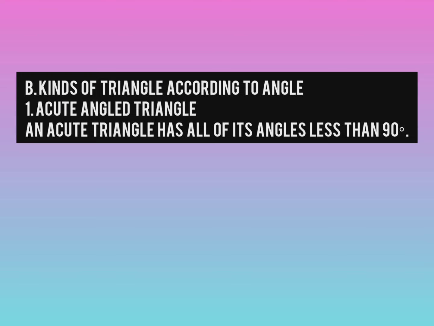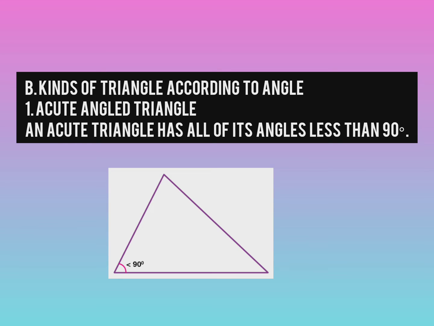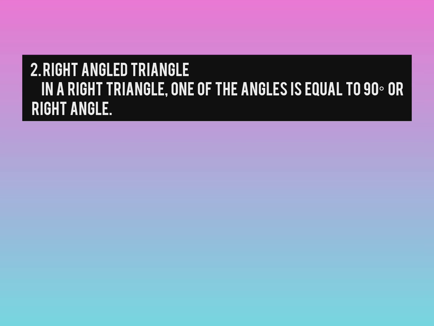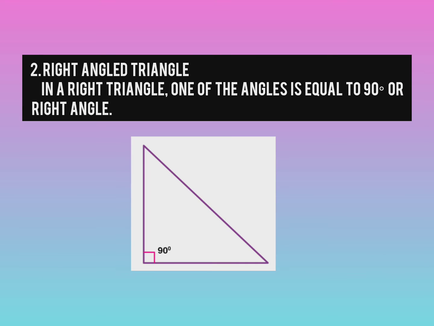Letter B. Kinds of triangle according to angle. First, acute angled triangle. An acute triangle has all of its angles less than 90 degrees. This is the picture of acute angled triangle. Second, right angled triangle. In a right triangle, one of the angles is equal to 90 degrees, or a right angle. This is the picture of right angled triangle.